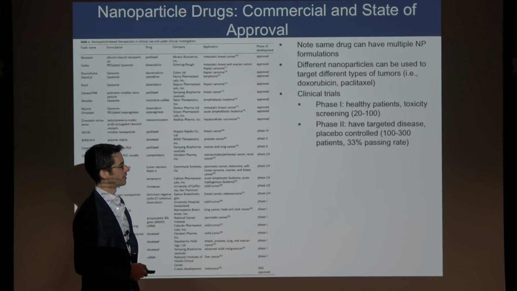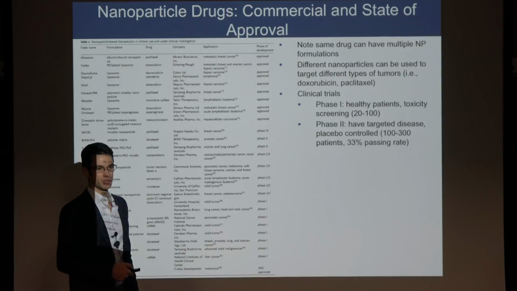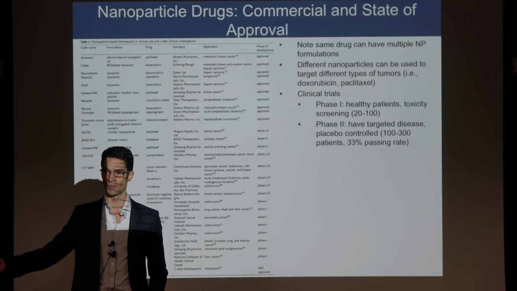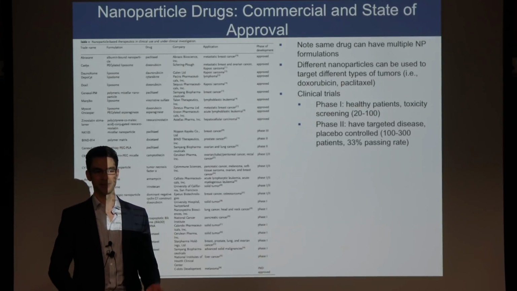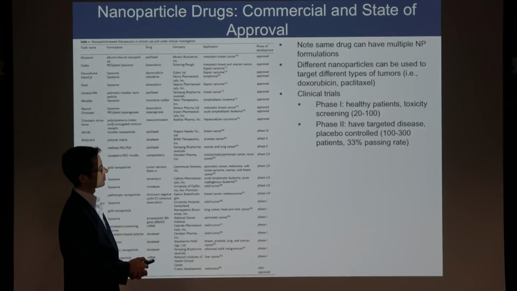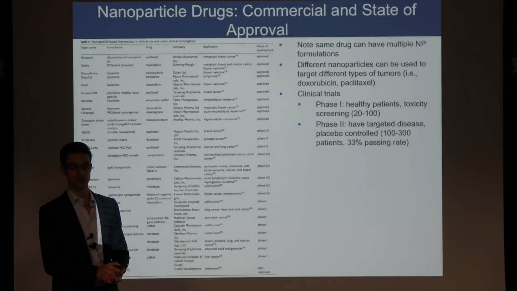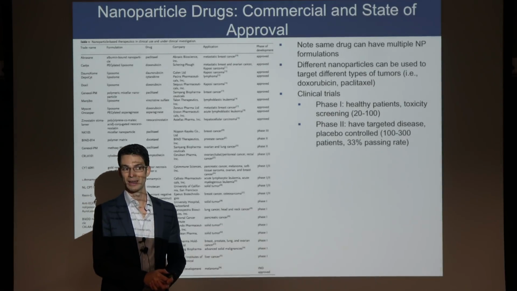Phase 2, the patients have the targeted disease. They are placebo controlled, which means that some other group received something where the treatment was not actually present, but they got the IV or the pill or whatever it happened to be. And there are 100 to 300 patients. This could be at multiple sites, and drugs have about a 33% passing rate. So the rejection rate of drugs that reach phase 2 is about 2/3.